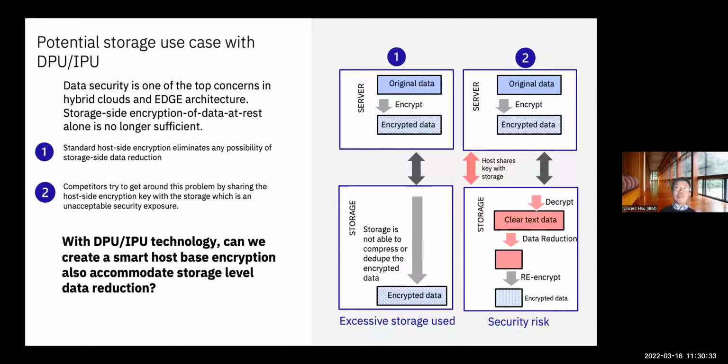So in the industry, there are people inventing a second way to solve this problem. How about we just pass the key to storage, and storage can decrypt the data, and then we can do the data reduction. Then we re-encrypt it with the key, and then we can put the encrypted data on the media. Well, that sort of solved the problem, if you will. So you can enjoy the host-based encryption as well as the device-level data reduction. But the problem is that there's a tiny window where the key has to be shared.